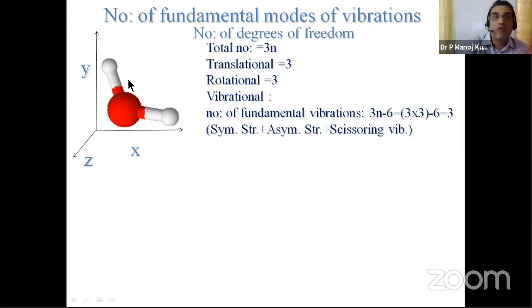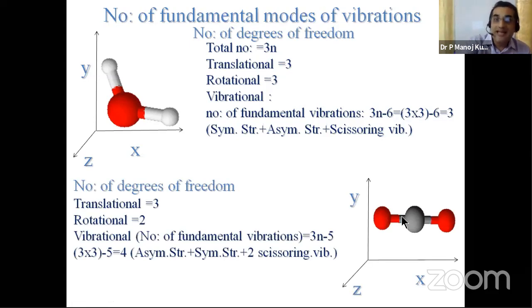So you say that the water molecule can have 3 different vibrational degrees of freedom. And it is distributed as symmetrical stretching, asymmetrical stretching, and scissoring vibration. So this is the formula that you usually apply for finding the number of vibrational degrees of freedom that is possible for a non-linear molecule. It comes like this.